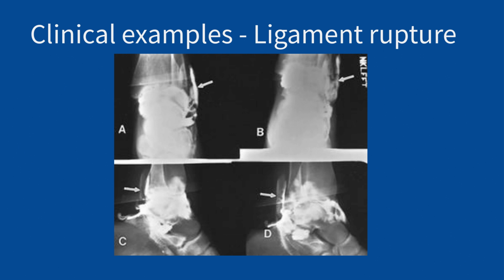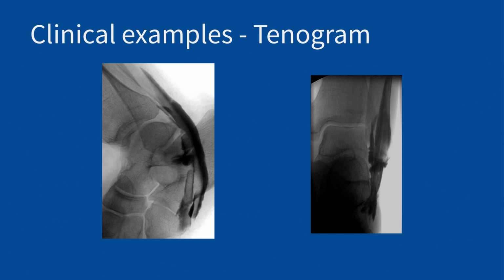Similarly, you can do a tenogram. So directly inject the tendon sheath, see whether or not there is any irregularity to suggest that there is a tendon disruption.